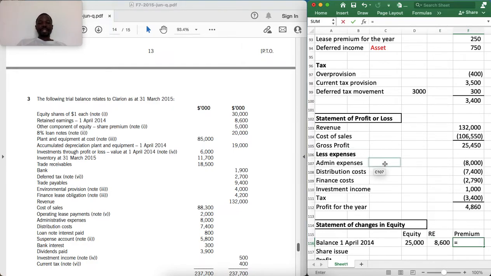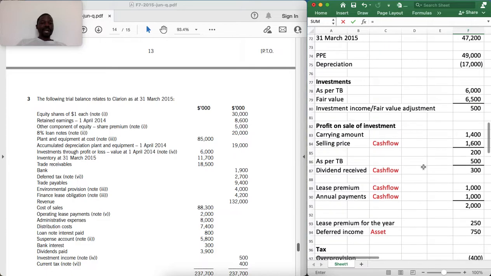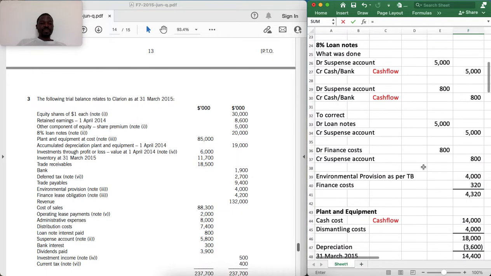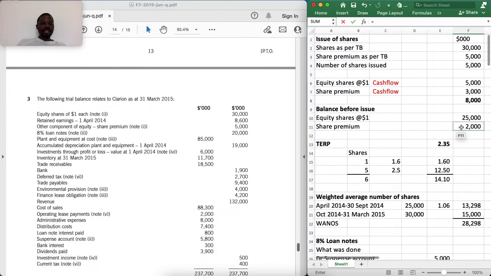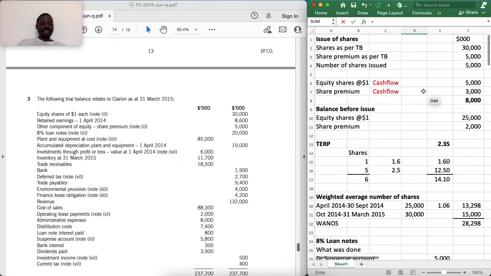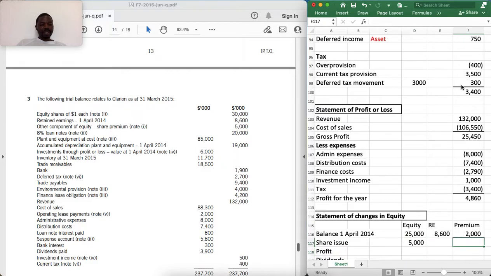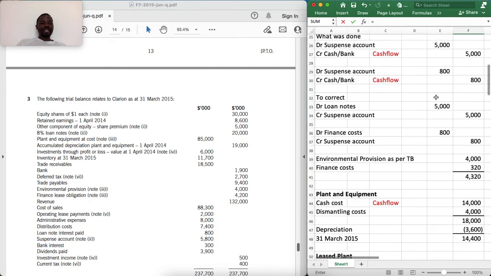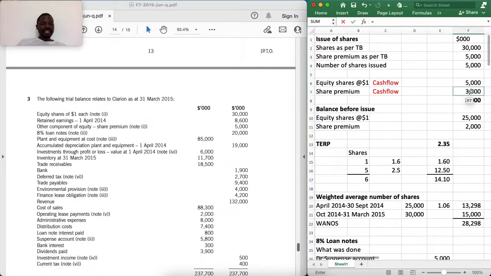How much was the premium? The share premium at the beginning of the year before the issue, we have it here, is 2,000. The share issue we calculated above is 5,000. The premium, we calculated the figure above here, is 3,000.